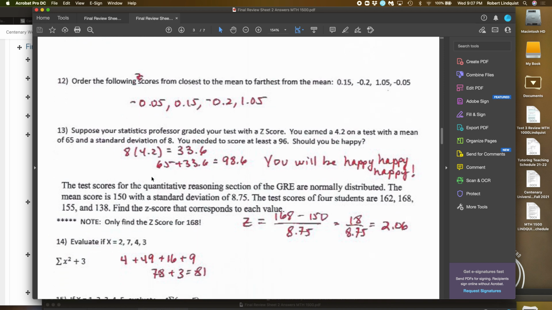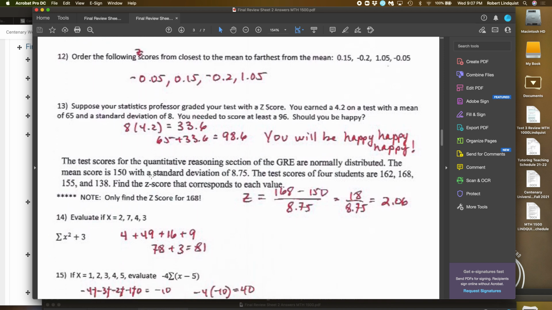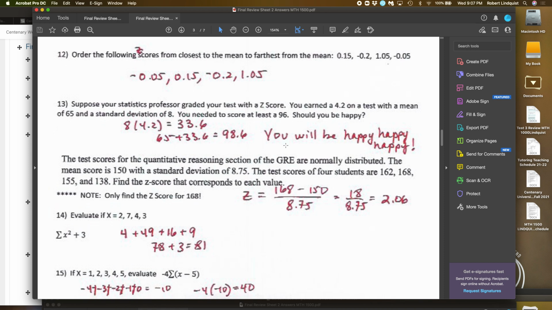Number 13, suppose your statistics professor graded your test with a z-score. You earned a 4.2 on the test, woohoo, with a mean of 65 and a standard deviation of 8. I can imagine what your parents would say when you get a z-score of 4.2. I don't think your parents would be very happy. But when you convert and show them what you have learned in statistics class, standard deviation's 8, multiply it by 4.2 for the z-score, you get 33.6. 65 plus 33.6 is 98.6. You will be happy. Yes, and so will your parents. It works out great.